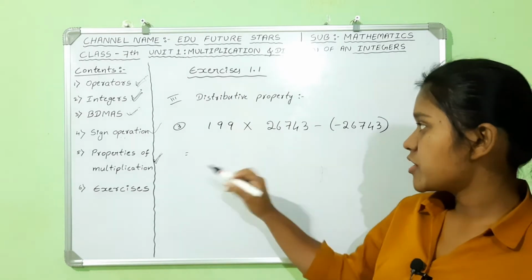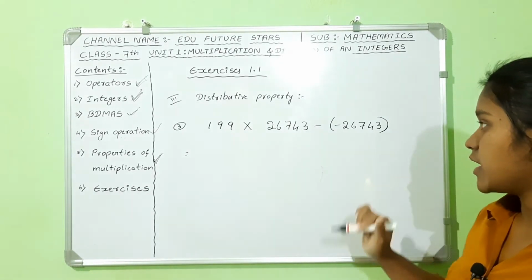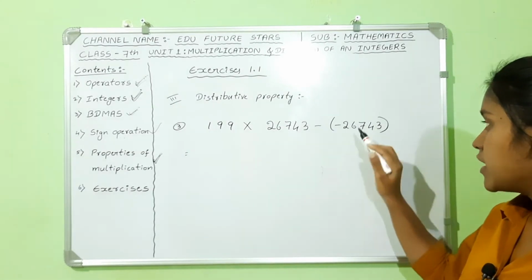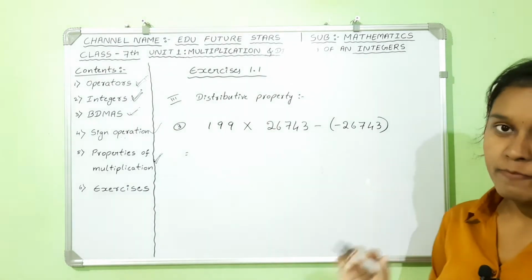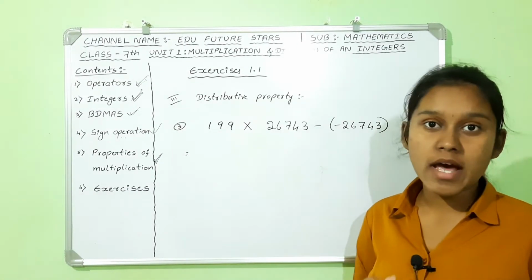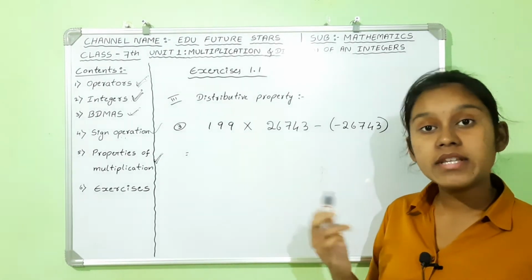The third question is what? 199 is multiplied with 26743, and we have a negative sign. In the bracket we have one more value, minus 26743. Observe here, in previous questions we were getting 4 items or 4 terms, right? But here what do we have? Only 3 values.